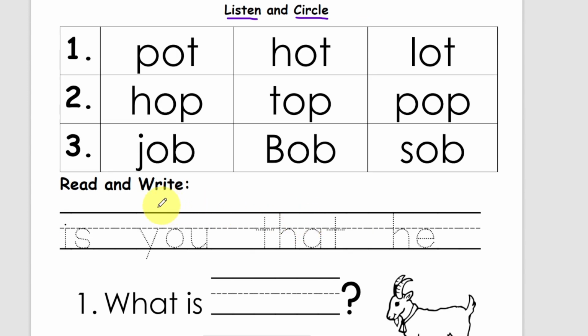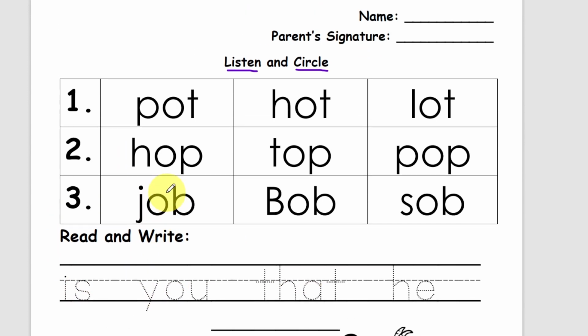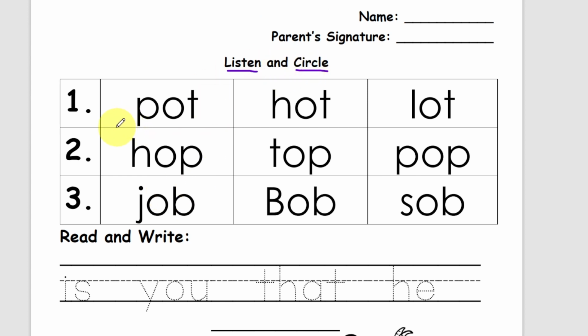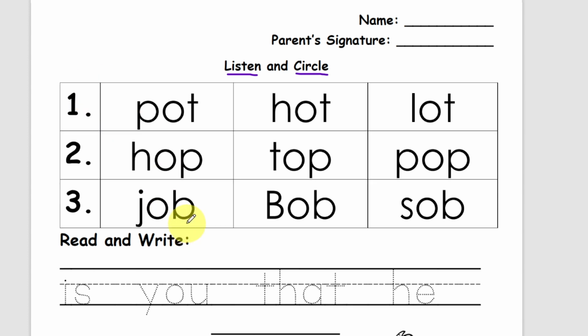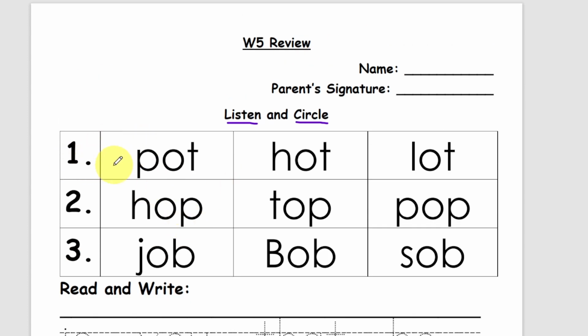All right, back here. Let's get back to this worksheet. Oh, next. Read and write. Wait. We forgot to tell him which one to circle. Oh, there we go. Better go back. So let's get back here. Okay. Number one. Can you circle lot? Lot. Which one's lot? I'm not going to help you guys today. Do it by yourself. Yeah, just circle lot.